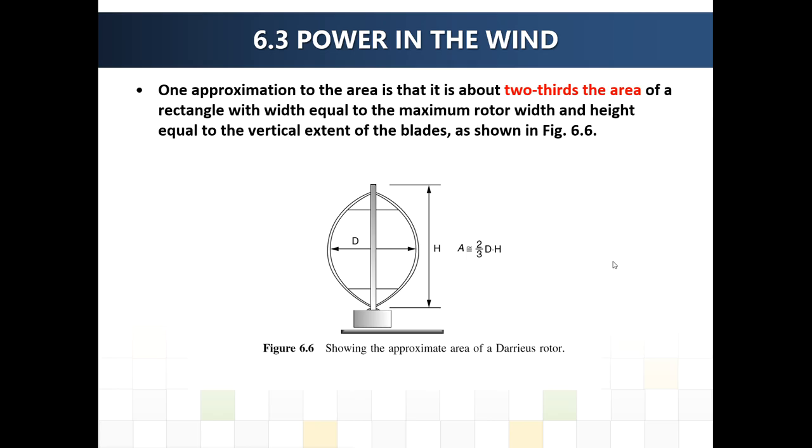For a vertical axis wind turbine, the cross-section area A is equal to 2/3 of the maximum rotor width and height H, as shown in Figure 6.6. So the area is equal to 2/3 D, where D is the width, multiplied by the height.